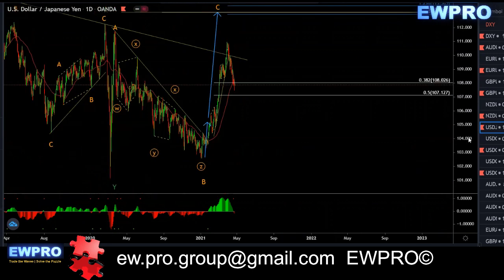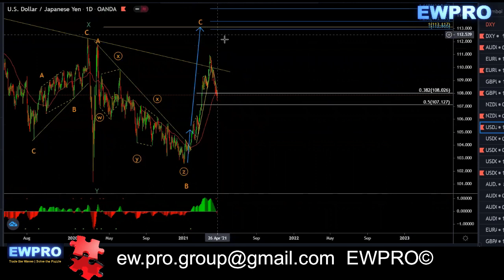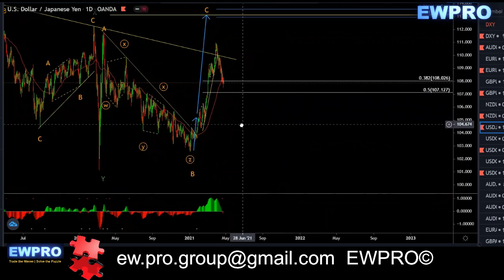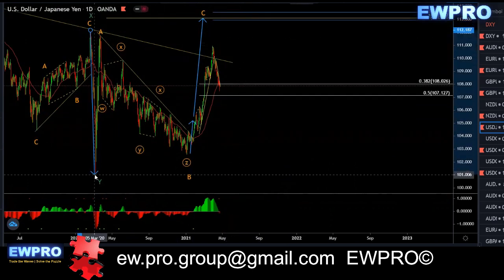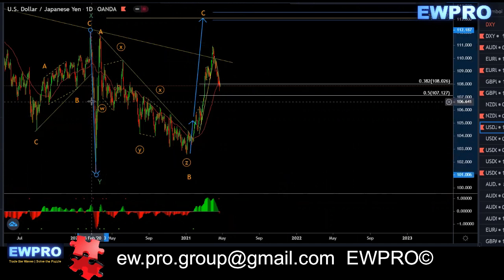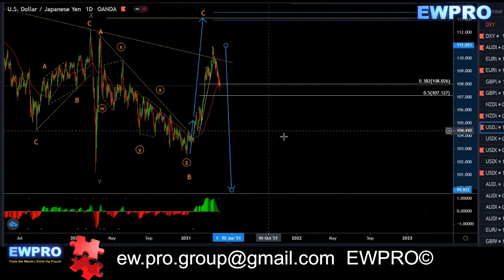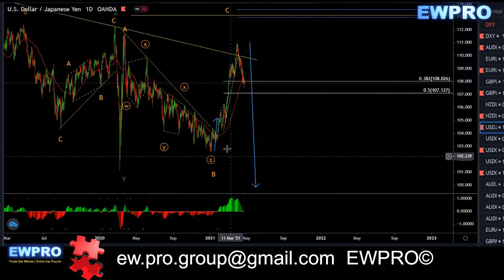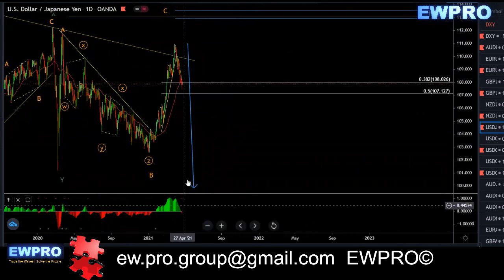USD Japanese yen on the daily. We didn't get to that 100 fib. We're getting a sharp move down here. So we can look at this, like I said, last few weeks. We can move this because that's over now. So we've got the cross down.